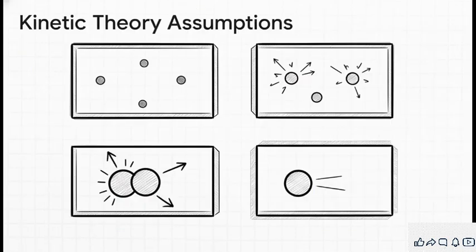Okay, so trying to track all that chaos would be impossible, right? So the theory starts with a few key assumptions to make things simpler. It pretends that the particles themselves take up practically no space, that they're always moving randomly, that they bounce off each other perfectly like tiny billiard balls, and, importantly, that they don't really interact with each other. It's a perfect, simplified little world.